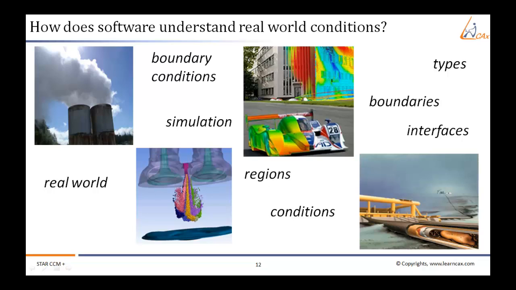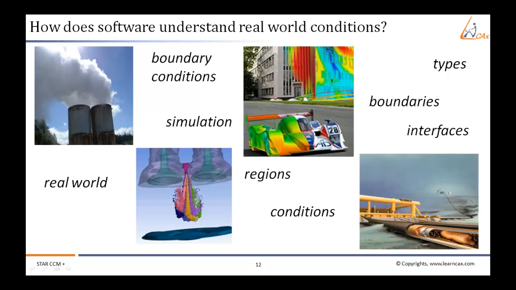In the physical world, we understand concepts such as walls or porous media. In the modeling world, we think in terms of boundary conditions or volumetric source terms. These concepts are bridged in StarCCM Plus by defining types, conditions, and values so that the software understands real-world situations. These three entities are used to provide the continuum model's complete information for dealing with boundaries, regions, and interfaces.